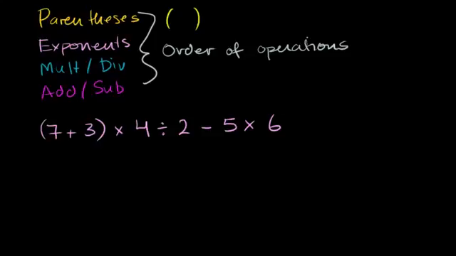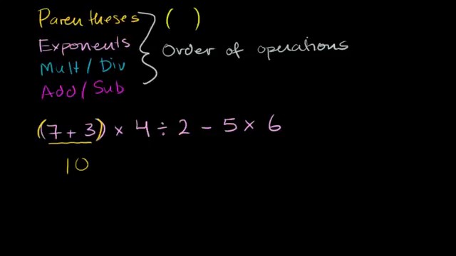So let's just follow the order of operations. The first thing we have to do is look for parentheses. Are there parentheses here? Yes, there are. There's parentheses around the 7 plus 3. So it says, let's do that first. So 7 plus 3 is 10. So this we can simplify, just looking at this order of operations, to 10.